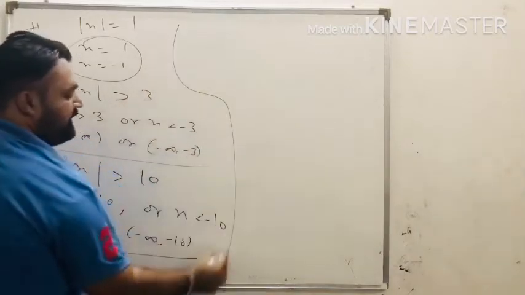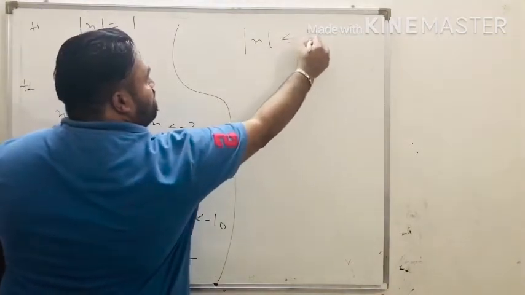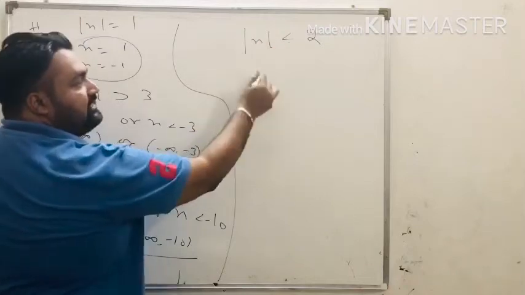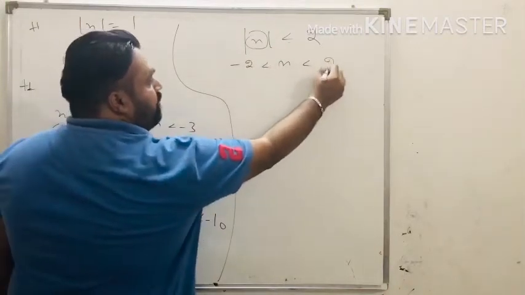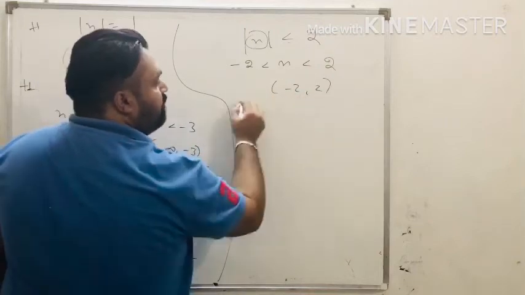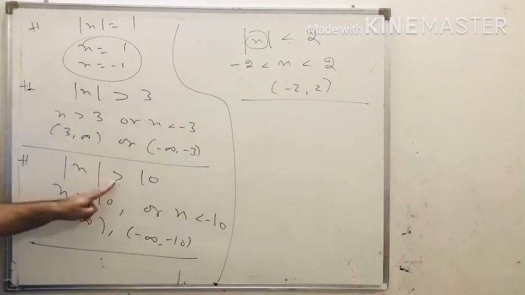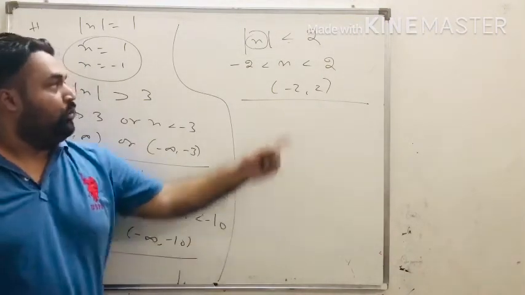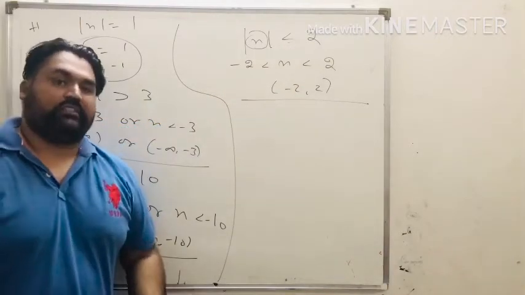The next concept, modulus x less than 2. Now the sign is less than. Whenever the sign is less than, the value of this function becomes -2 to 2. So -2, 2. Because whenever the sign is greater than, we always tend away from 0. Whenever the sign is less than, we always tend towards 0.